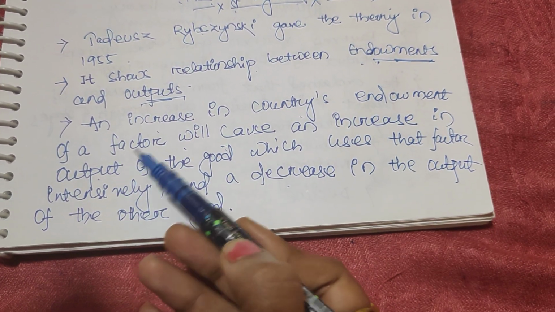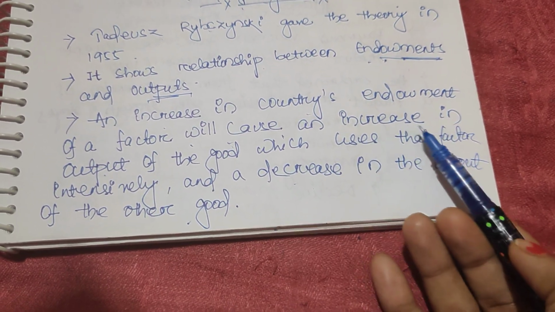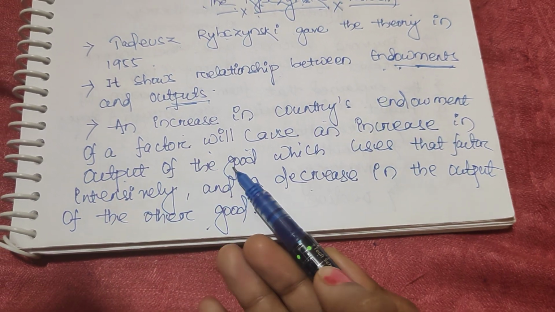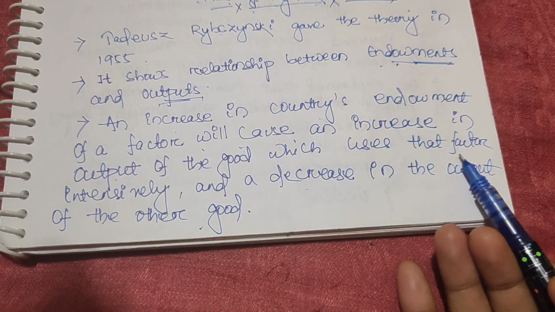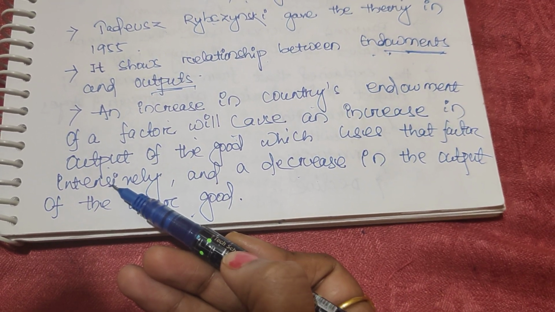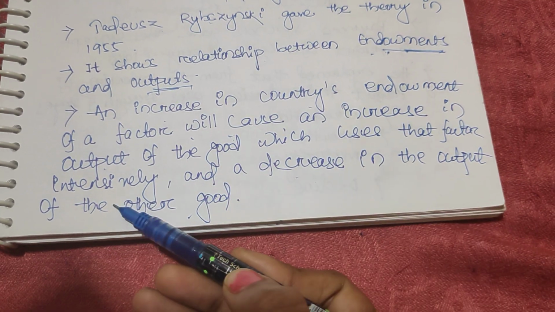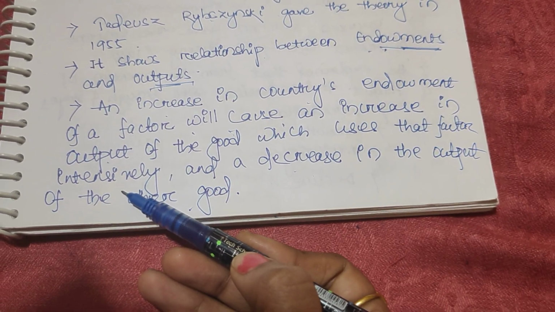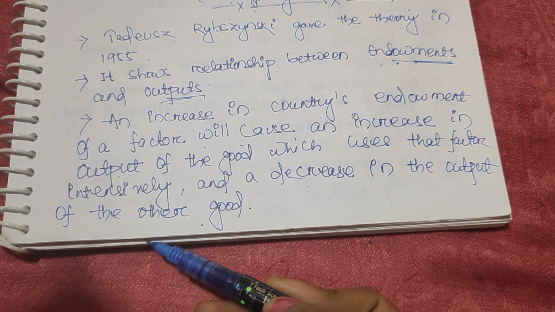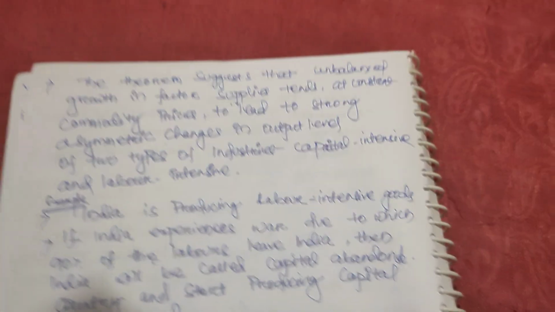If we give more of an important factor, suppose labor, then the labor intensive product will increase, the output of the good which uses the factor intensively. Suppose cloth is a labor intensive good and we give more endowment to labor, then cloth production will increase intensively, and there is a decrease in the output of the other good. That is the Rybczynski theorem. We will find it here.